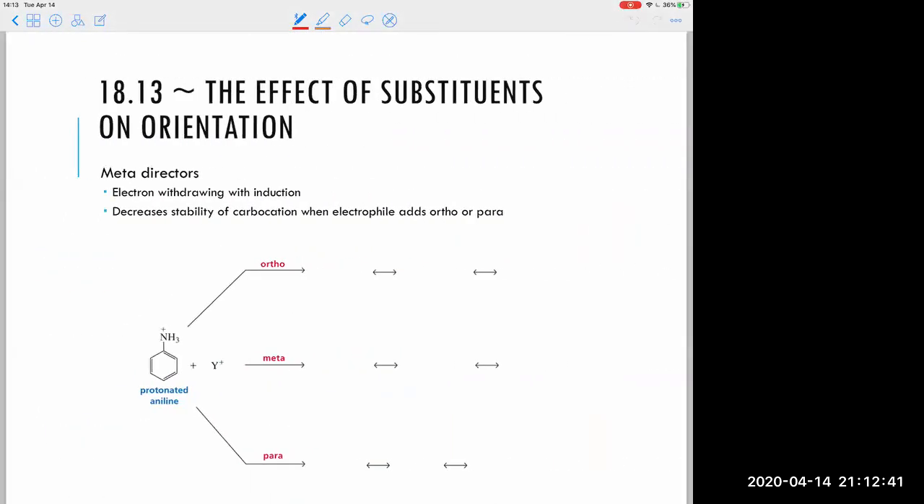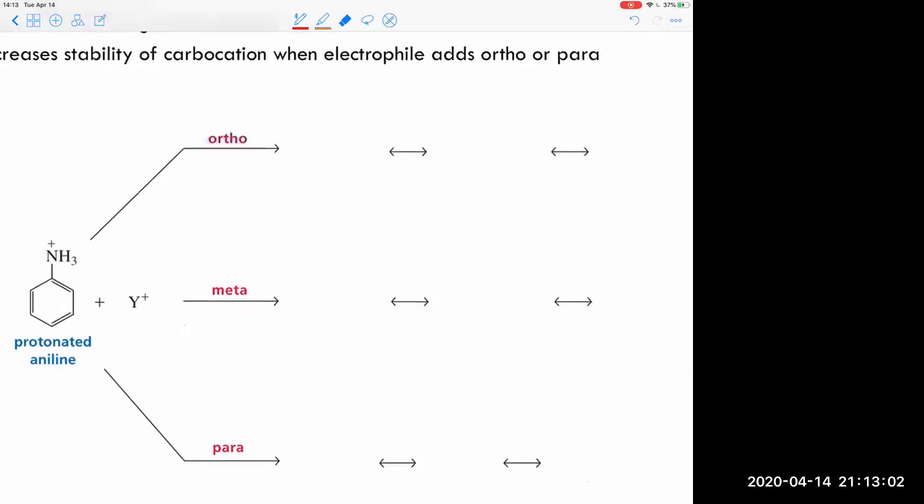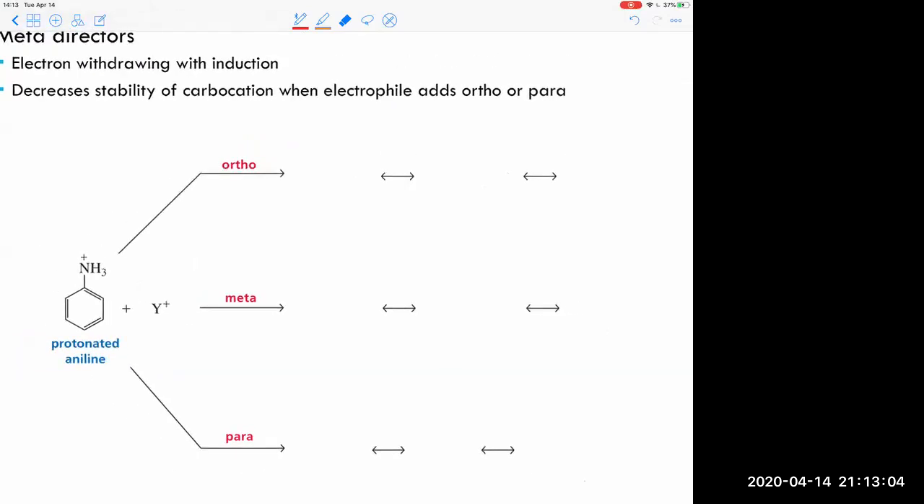All right, and then obviously, where we're going with this is when you have electron withdrawing groups, you see the exact opposite phenomenon. Okay, so now we have a protonated alanine. Remember, these ammonium groups, these protonated nitrogens, are extremely electron withdrawing groups. And we're going to see here that now the meta is going to be more stabilized. So let's just go through and see.